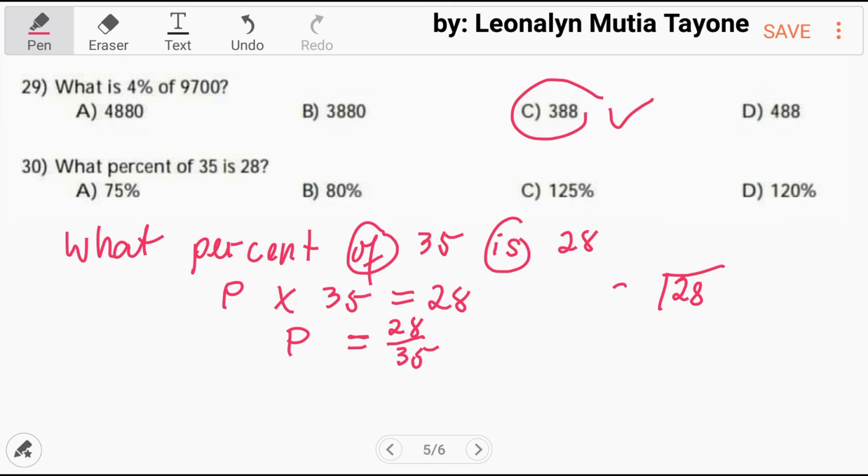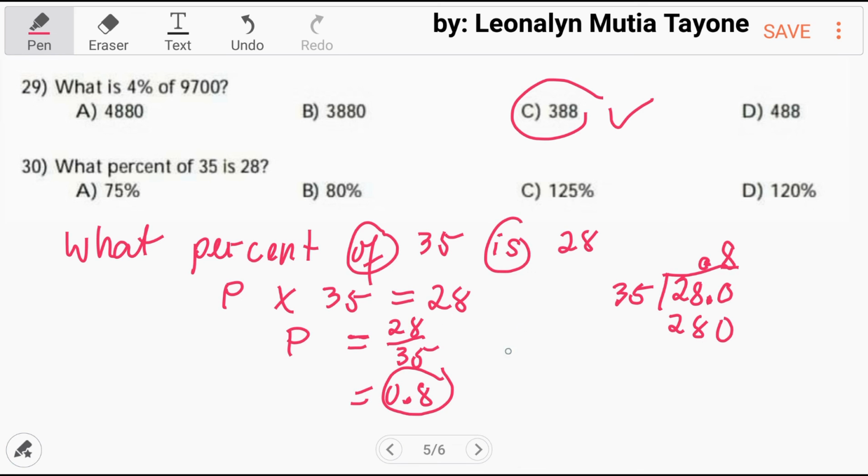At isa-isahin natin itong i-divide. 28 divided by 35. Hindi pwede magdagdag ka ng isang 0, pero bago ka magdagdag, maglagay ka ng decimal muna, dagdag ka ng isang 0. Itong decimal, i-align mo sa taas. Now, 280 divided by 35. That is obviously 8. Ilang 35 yan? 8 yan. So, 8 times 35, and that is 280. So, ang sagot nito ay 0.8.